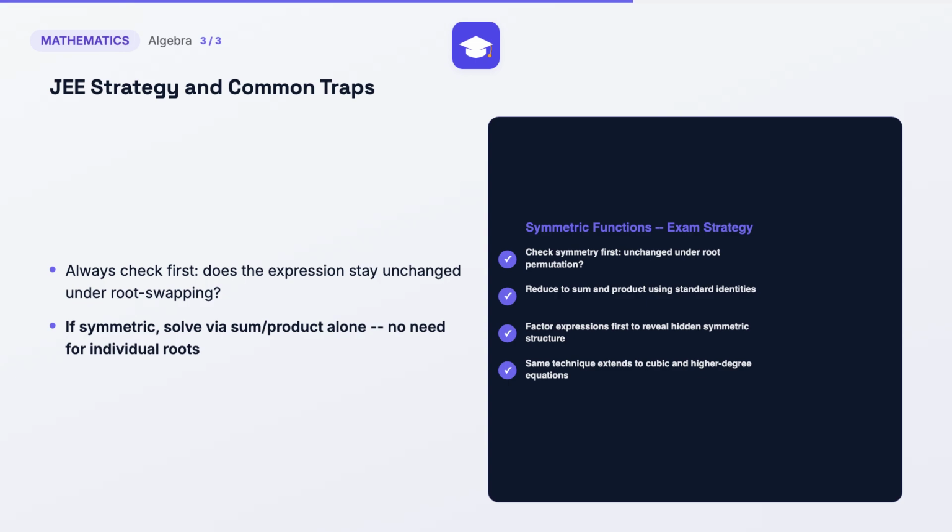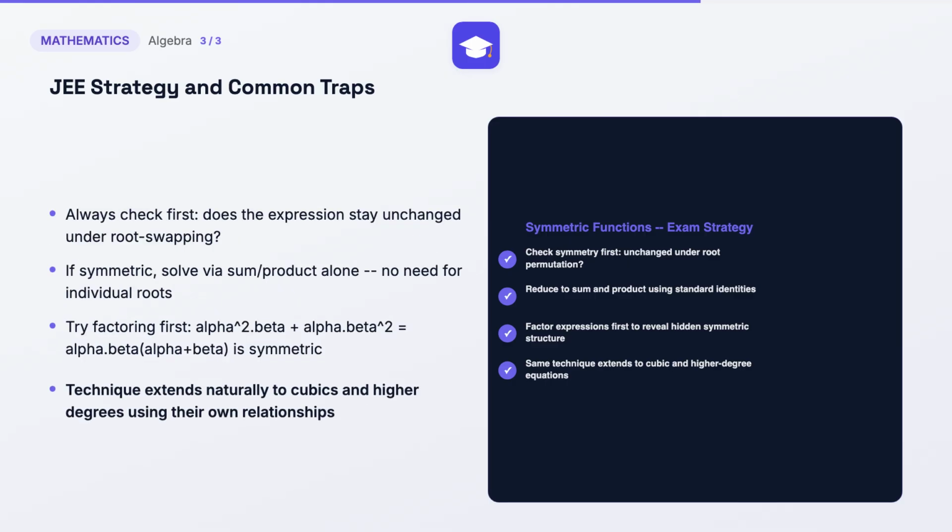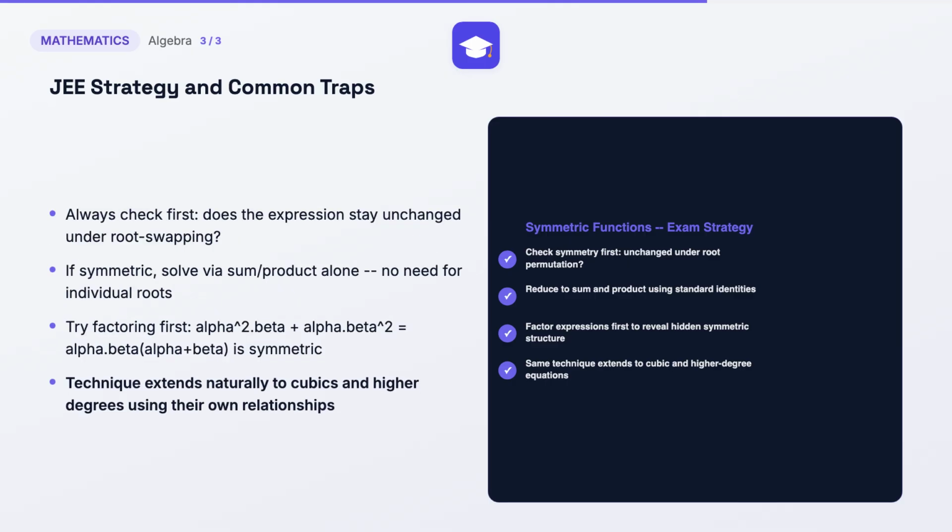A frequently tested trap involves being given an expression that looks non-symmetric at first glance, like alpha squared beta plus alpha beta squared. This expression is in fact symmetric, since it factors as alpha beta times alpha plus beta, and both factors are individually symmetric. So it's always worth trying to factor an expression first, to reveal its underlying symmetric structure even when it's not immediately obvious.